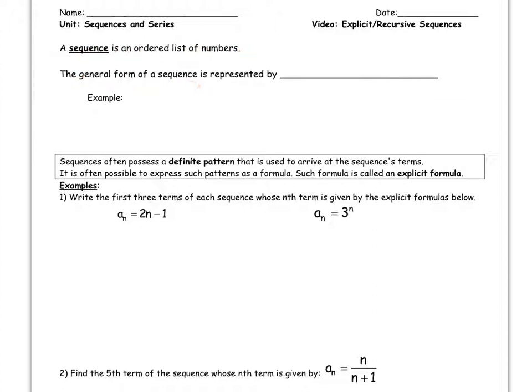In general, the form of a sequence is represented by this notation: a sub 1, comma, a sub 2, comma, a sub 3, dot, dot, dot, all the way up to a sub n, where n is the last term. So for an example, I could have a sequence, say I chose 1, 2, 3, 4, 5, and so on and so on. This is a sequence of numbers that has a pattern going up by 1 each time. So I would say this fourth term here is called a sub 4. This first term is called a sub 1, and so on and so on.